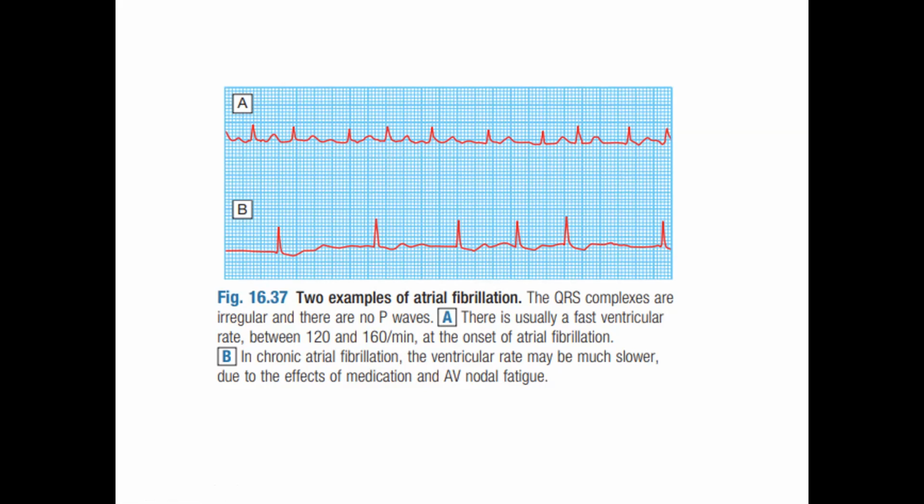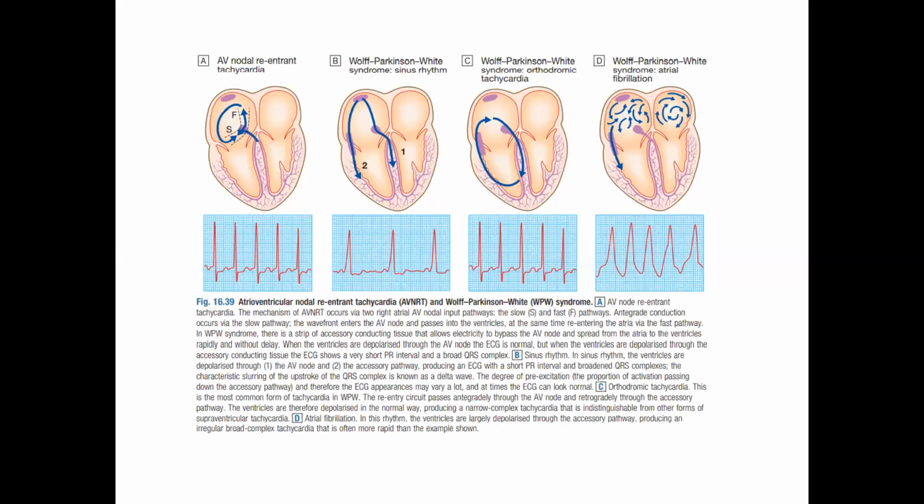And in acute atrial fibrillation, the QRS rate will be much higher, between 120 and 160 per minute. But in case of chronic atrial fibrillation, due to the medication or due to the AV nodal setting, the QRS complex will be much slower. So you see, this is atrioventricular nodal reentrant tachycardia and Wolff-Parkinson-White syndrome. Wolff-Parkinson-White syndrome is very, very important.